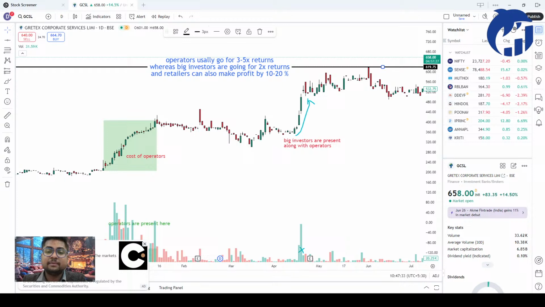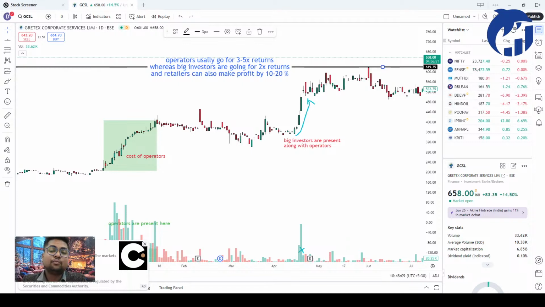Now look at the retailers' position. Retailers usually enter much later. Suppose retailers are entering at 500, by the time the market reaches 600, they can only secure 10 to 20% of profit, which is not much, but still they are making a profit. This is because they are leveraging short term market sentiment and a small bullish candlestick to guide the decision. The small bullish candlestick signals an entry opportunity for retailers. By riding the wave of market emotion, retailers can aim for a modest profit of around 10 to 20%.